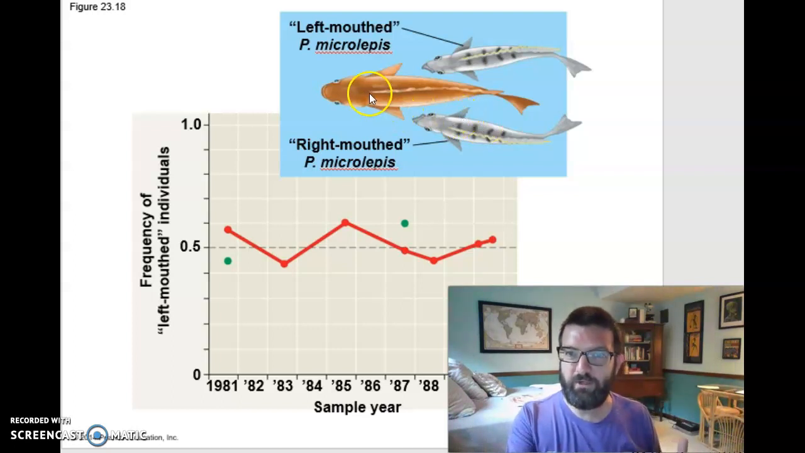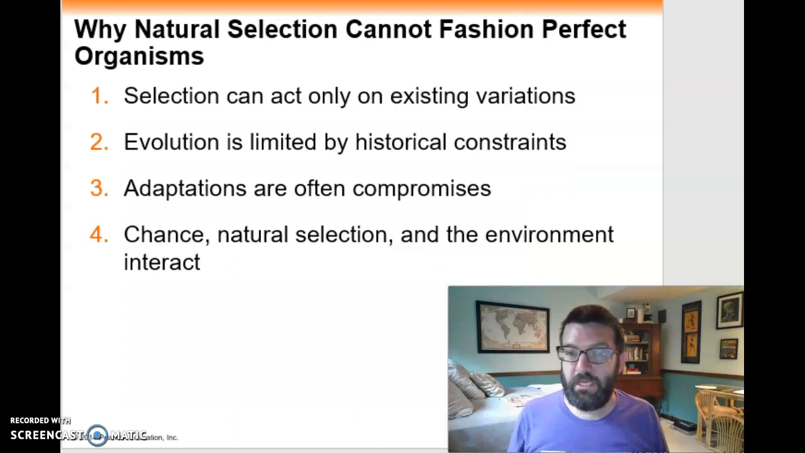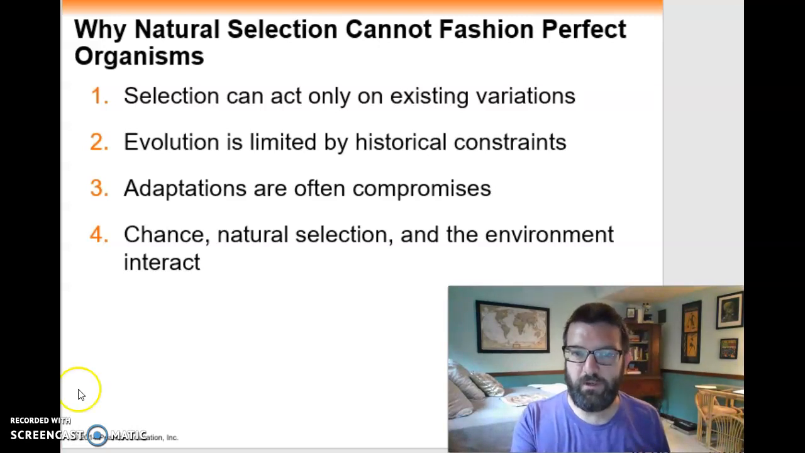And then over time, the fish become more protective of their left sides, and it becomes more beneficial for you to be a left-mouth fish, thereby bouncing between more prevalence of each allele and maintaining both alleles and both phenotypes in the population. Also, keep in mind that while natural selection can help a population of organisms become more adapted to their environment and more fit in their environment, it does not necessarily fashion perfect organisms for these reasons that you see here and in your book.